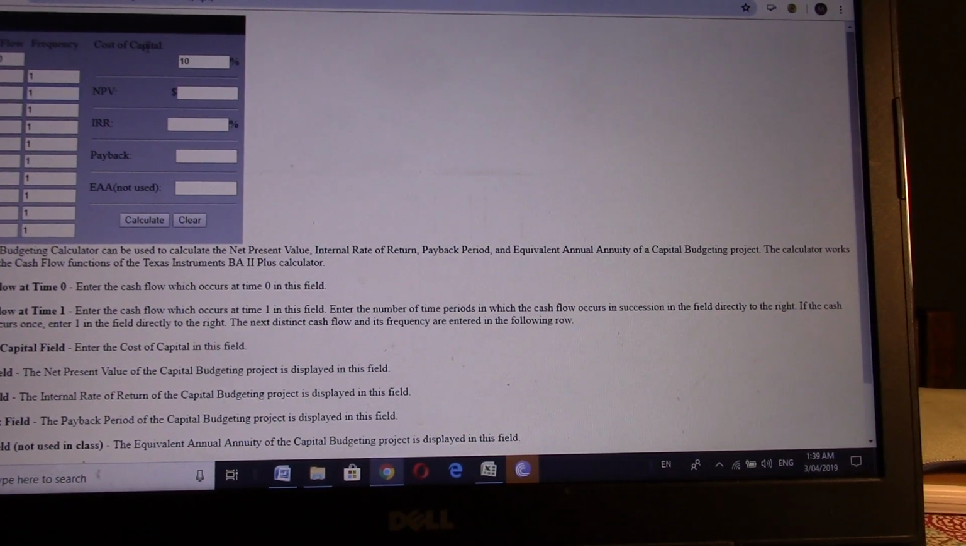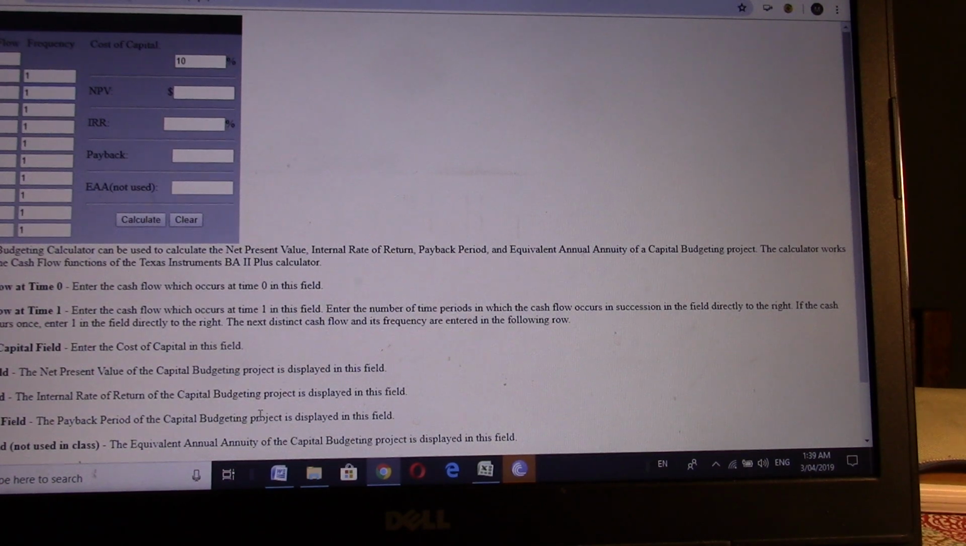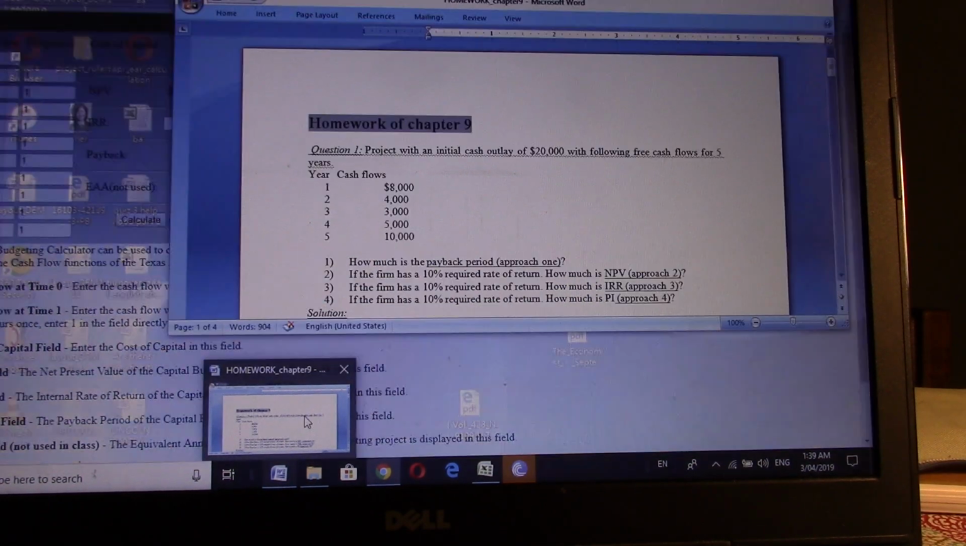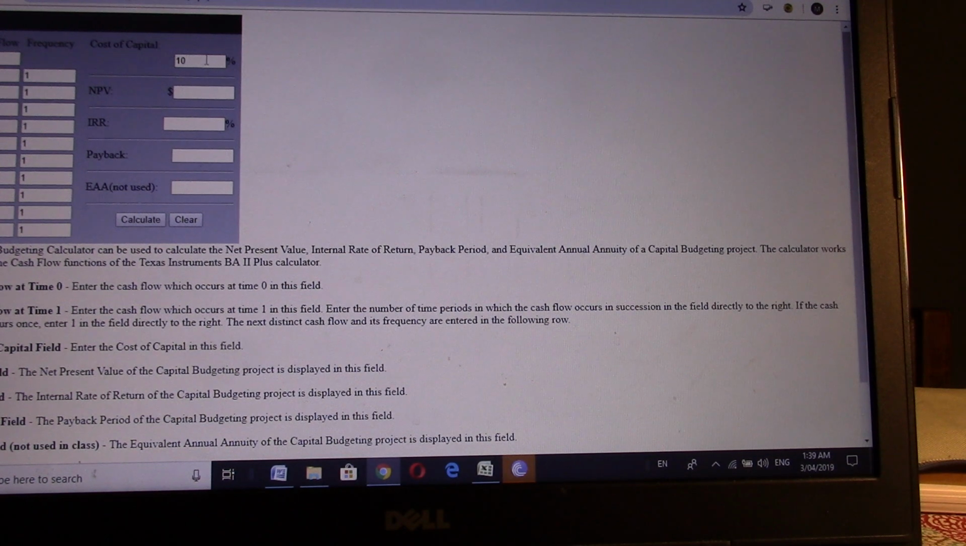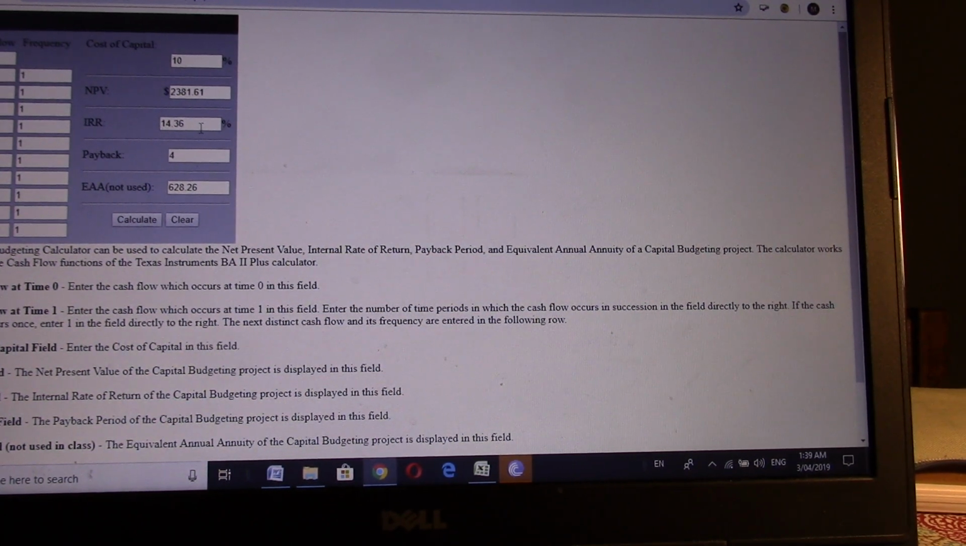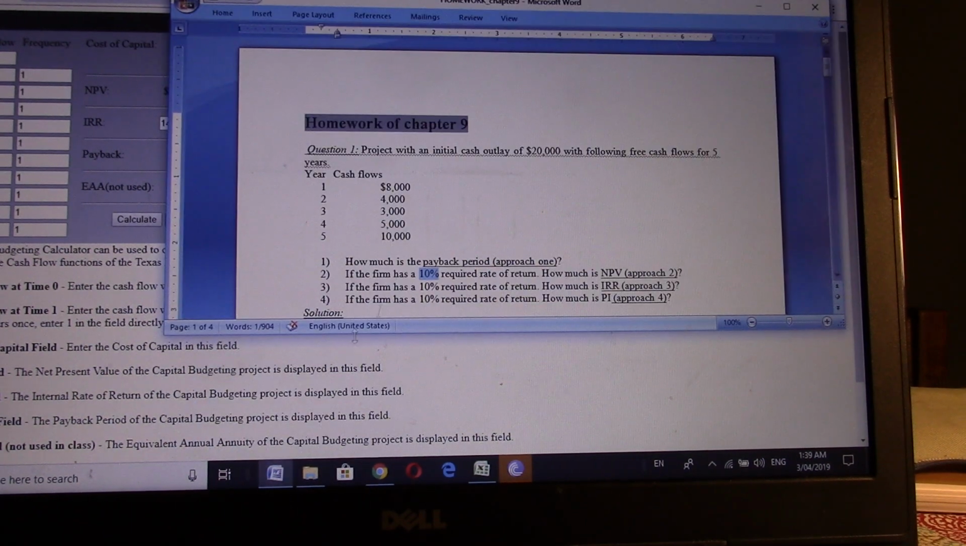There's another input you should define, the cost of capital. The cost of capital here, in the question, is said to be 10% for the required rate of return. So put 10 here, and that's all we need. Click on calculate. NPV is 2,381, IRR is 14.36, payback period is 4. So these should be the answers for this homework.